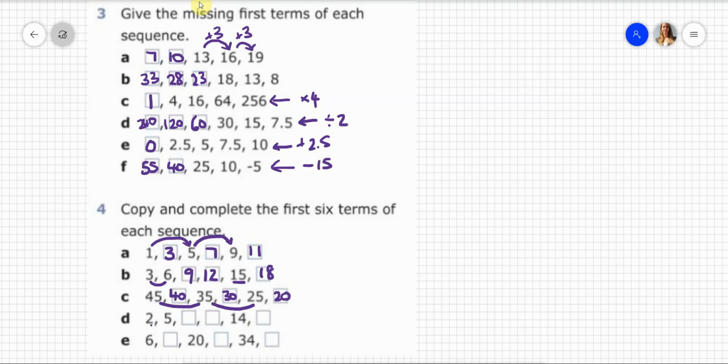This looks like it's add 3, so let's see if that works. Yes, it does. 11 add 3 is 14, so that's fine. And lastly, got another one where it skips a load of terms. So this is plus 14 and this is plus 14. So in between it must be plus 7. Does that work? 6 plus 7 is 13, plus 7 is 20. Yes. Then 27, 34 and then 41.